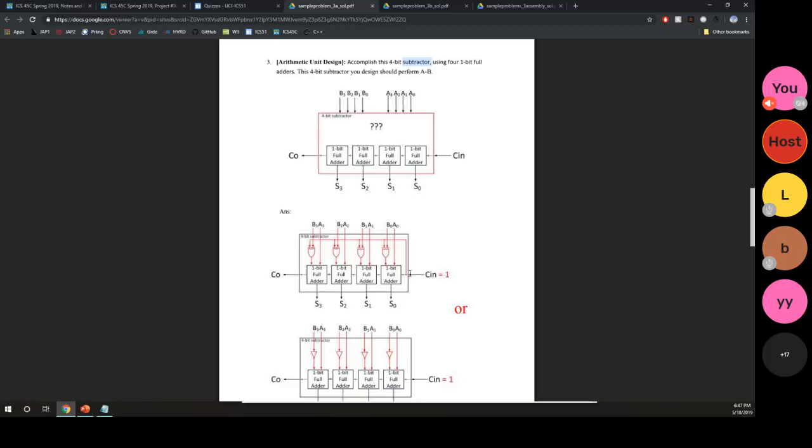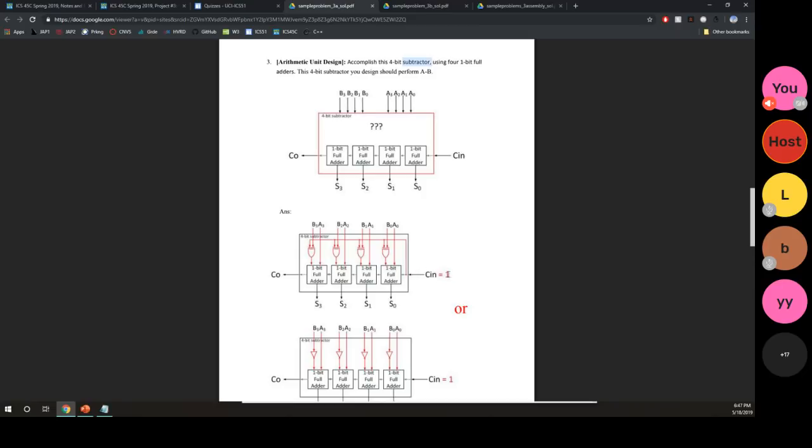In this case we want it to be a subtractor. And XOR gates, remember, it's when both are not the same that it's 1, I believe. Is that right? Okay, cool.